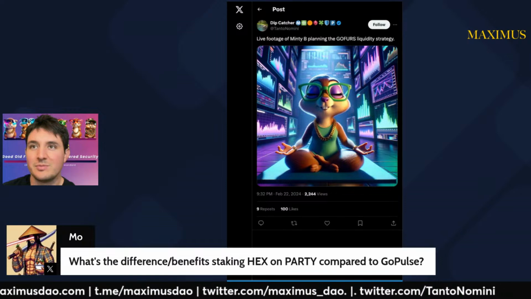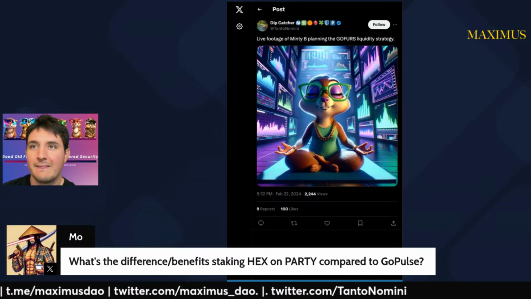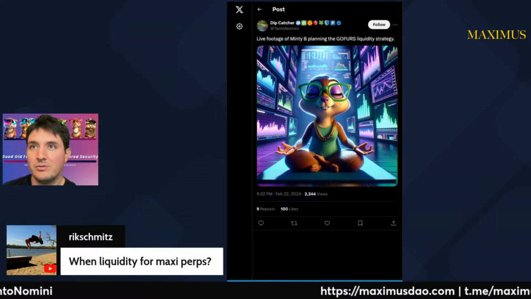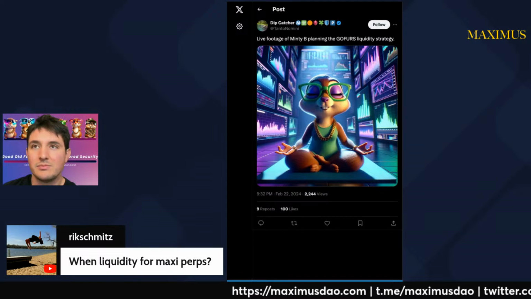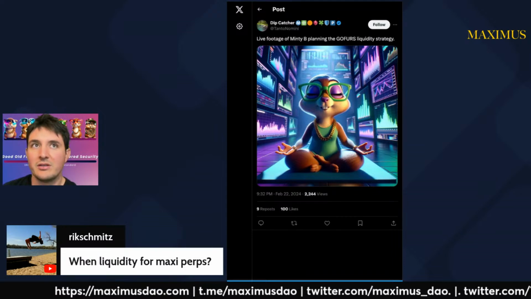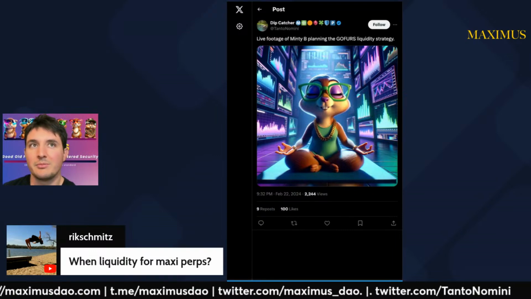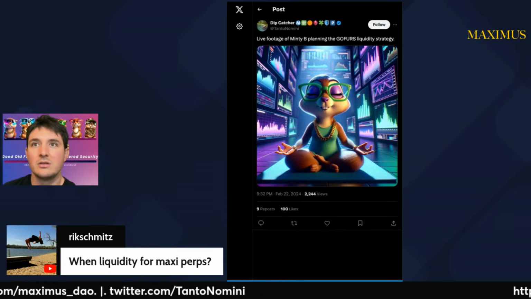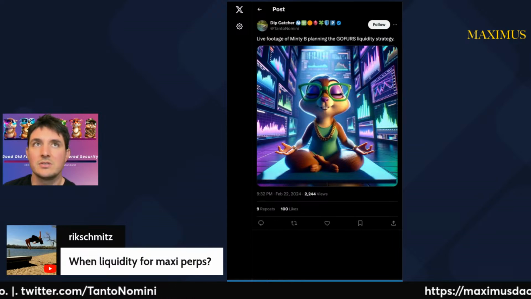What's the difference between when liquidity for maxi perps? When people who own the majority of those supplies put it in a liquidity pool. Those are kind of like what I was describing earlier about pool party. Those are actually quite difficult to provide liquidity for because you're probably not going to outperform just holding the coin, because they earn on their own.